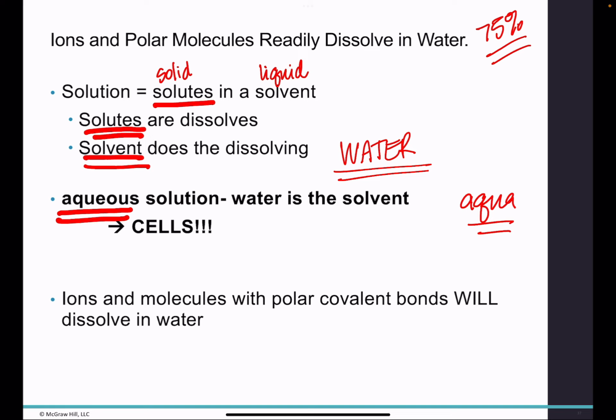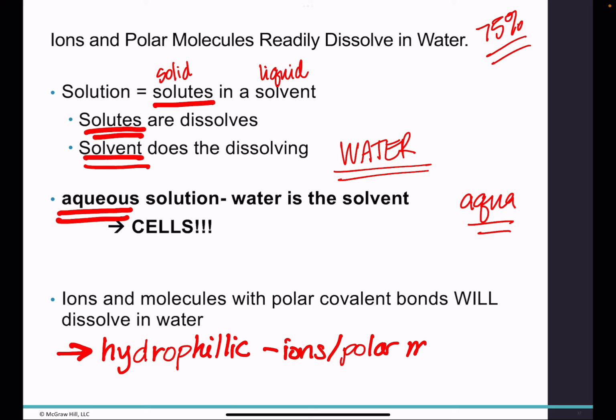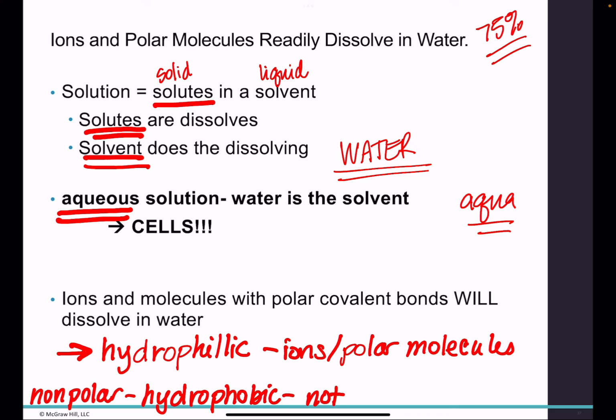So this is a really important property, that our ions and our polar molecules dissolve well in water. We call this property hydrophilic. It means that ions and polar molecules are attracted to and will interact with water. Our nonpolar molecules don't like to interact well with water, and we call those ones hydrophobic. These ones are not going to interact with water.